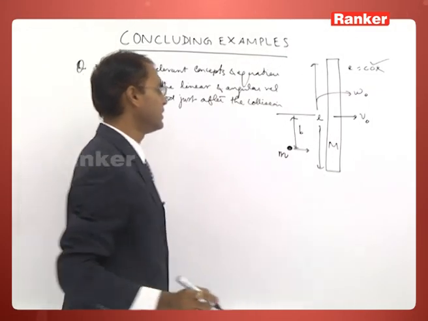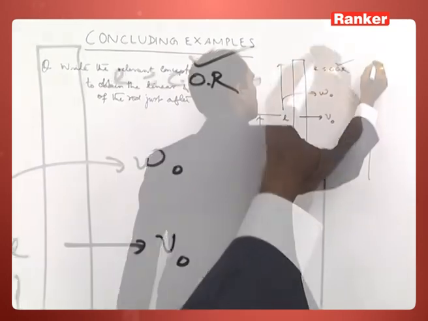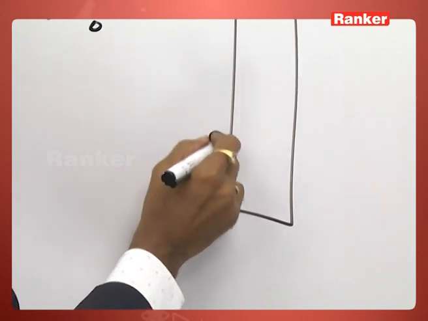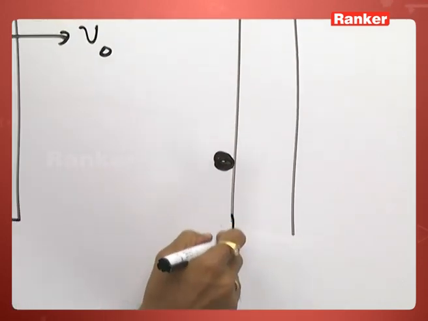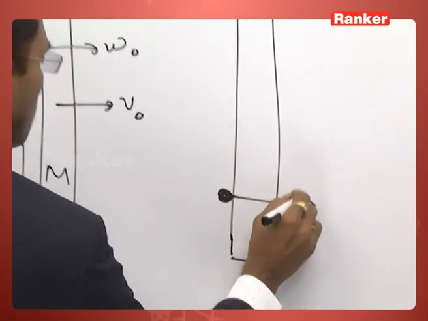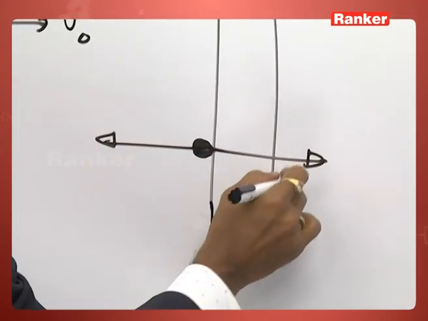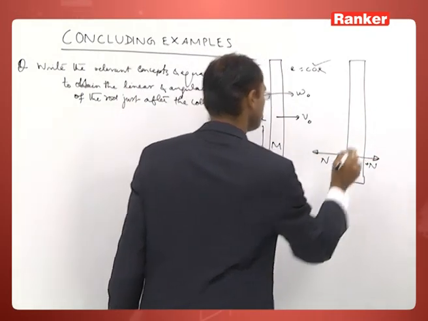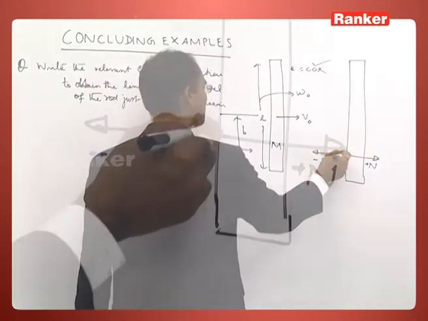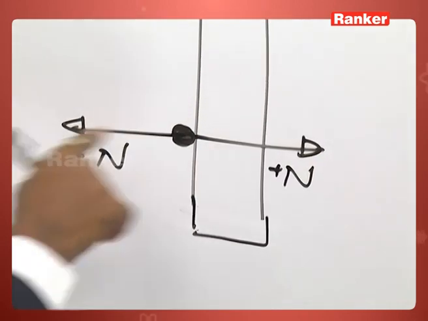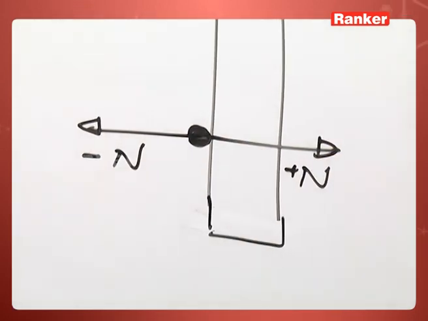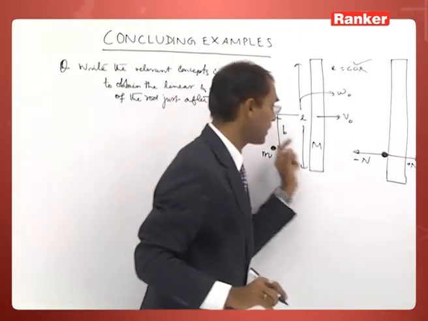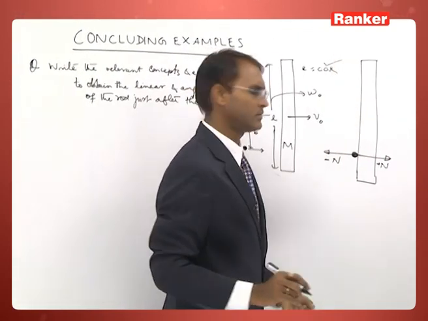If you analyze during the collision of the rod and the particle, there is an impact or impulsive force acting on the rod, that is plus N, and another impulsive force is acting on the particle, that is minus N, equal and opposite and collinear. The impulsive forces are equal and opposite and collinear, therefore they cannot produce a torque about any point.